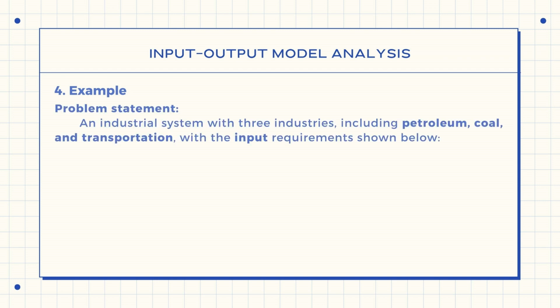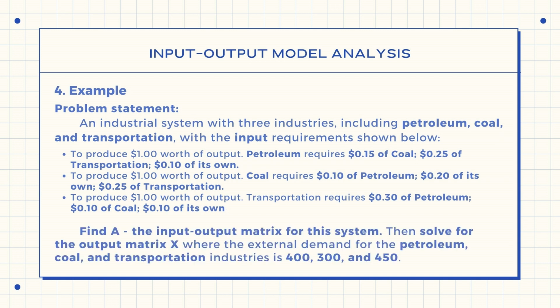An industrial system with 3 industries, including petroleum, coal, and transportation, has the input requirements shown below. Find A, the input-output matrix for this system. Then solve for the output matrix X, where the external demand for petroleum, coal, and transportation is 400, 300, and 450 respectively. We can derive the input-output matrix shown below based on the provided information.